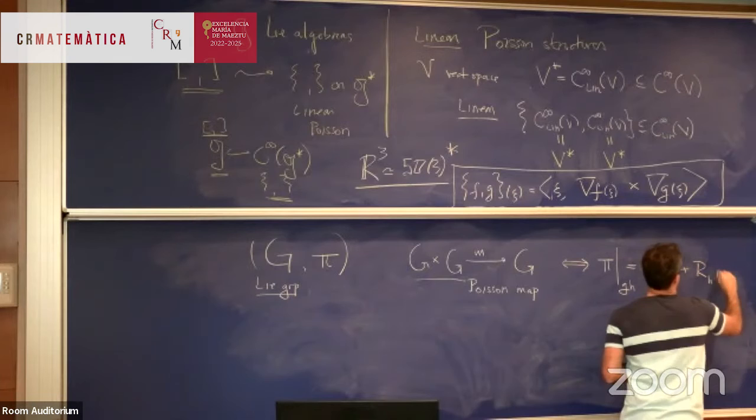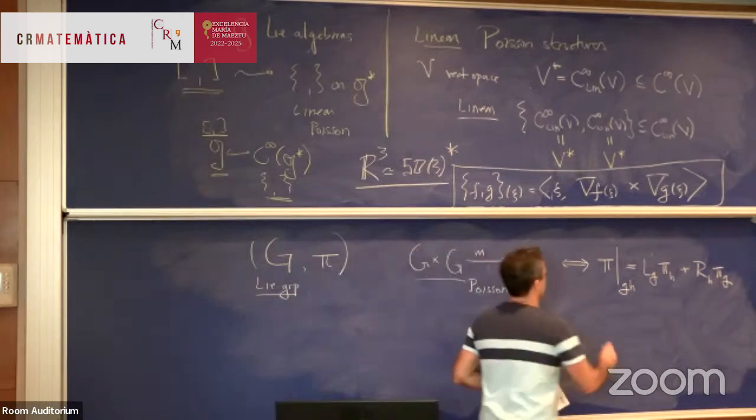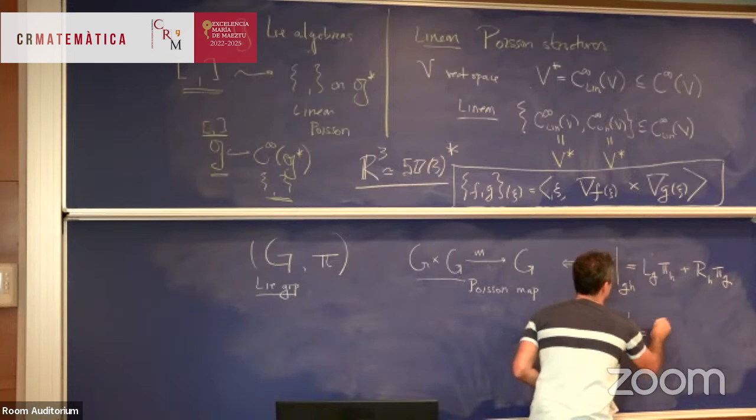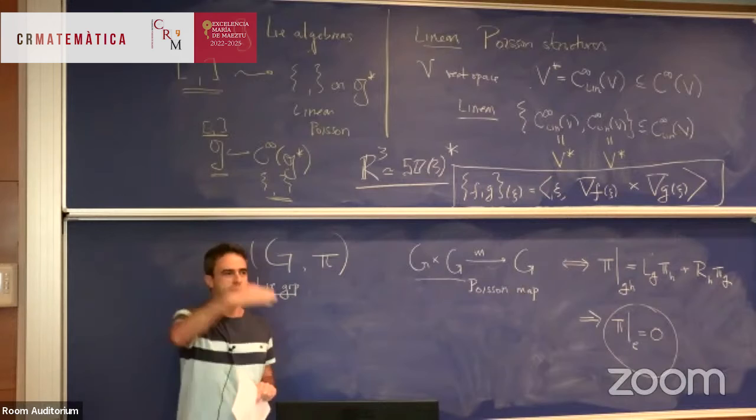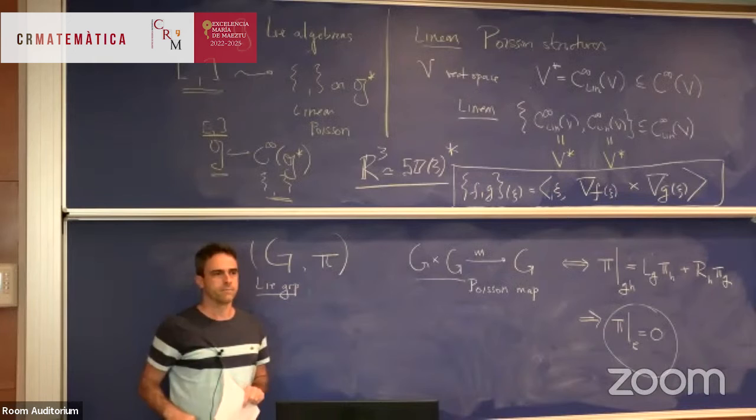And from this formula, it's very easy to conclude that such Poisson structures always vanish at the unit element of the Lie group. So as long as they are non-trivial, they will really be non-trivial in the sense that they will have, you know, very low rank, right? Because at the identity, they're zero. Okay, so if they're not zero everywhere, they will be interesting.